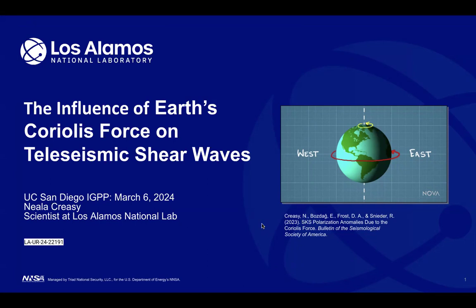After graduate school, she went on to be an NSF EAR postdoctoral fellow at Colorado School of Mines, working with Ebru Bozdag, and I believe that the topic of her talk today is going to be on that work. Then she went on to Los Alamos National Laboratory, where she is now a staff scientist. Her research interests cover a wide range of topics in seismology, including deep earth seismology, shear wave splitting observations, and now some new interests in explosion discrimination and subsurface imaging for the energy transition.